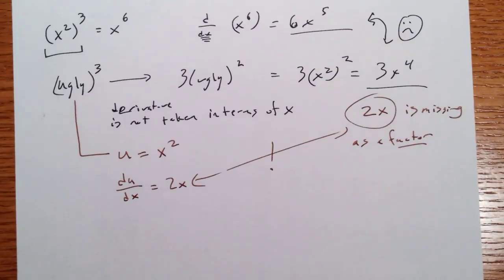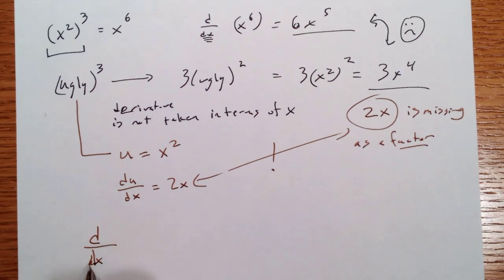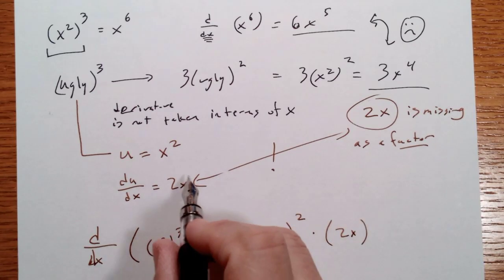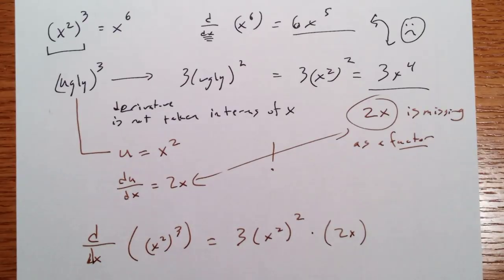So I can think of taking the derivative with respect to x of x squared cubed as taking the derivative of 3 ugly things squared, but wait, there's more. This extra piece is that derivative of u. Hmm. It's almost like I'm using this u as another variable.